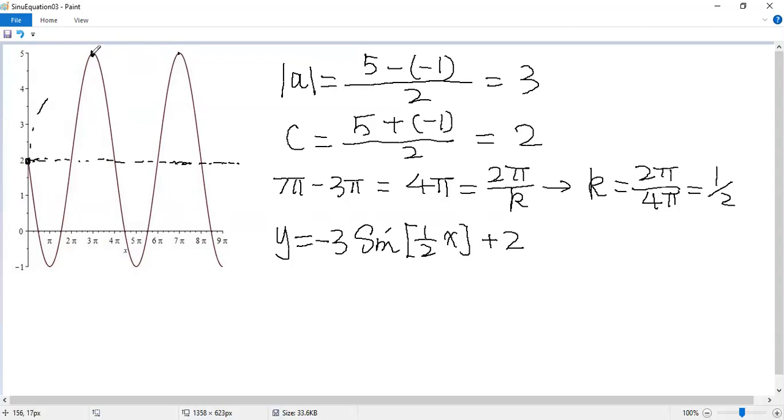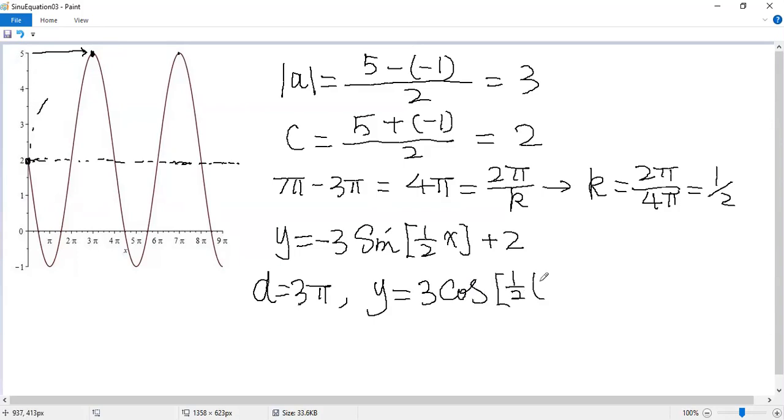If we use cosine, then the maximum is here and it goes down. So it has the same pattern as cosine, but we need to do a horizontal shift from 0 to 3 pi. So d equals 3 pi, and the equation can be written as y equals a, which is 3, cosine of k, half, times x minus d, 3 pi, plus c, 2. That's all for the video.